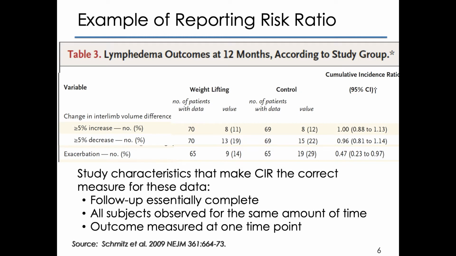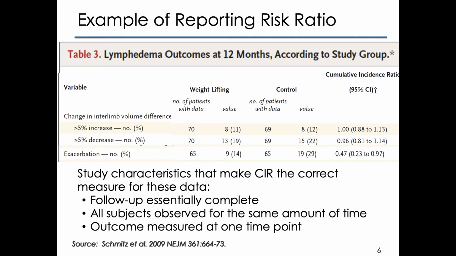So an example of how that's reported in a study, this is a table from a publication that happened to be about lymphedema outcome at 12 months in a randomized trial of weightlifting intervention for breast cancer survivors. So looking at the main columns of the table, we have weightlifting and control and the counts, and then the total number of patients, then the number and percent with a change in their interlimb volume.